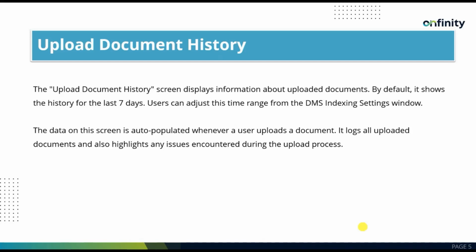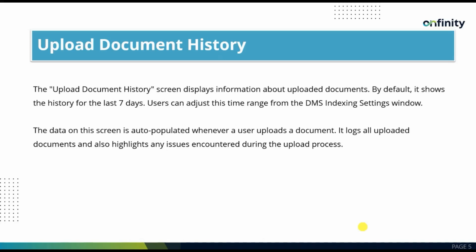The Upload Document History screen displays information about uploaded documents. By default, it shows the history for the last 7 days. Users can adjust this time range from the DMS indexing settings window. The data on this screen is auto-populated whenever a user uploads a document. It logs all uploaded documents and also highlights any issues encountered during the upload process.